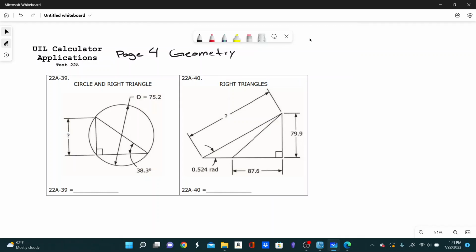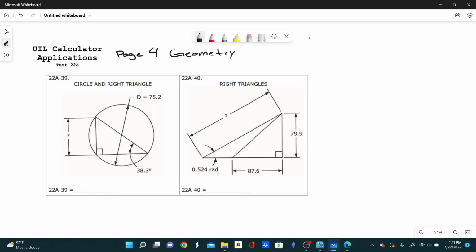Number 39. We have a circle and a right triangle, and the triangle is inscribed in the circle, and we know the diameter of the circle is 75.2. We also have this angle right here that is 38.3. Alright, so what can we do here?